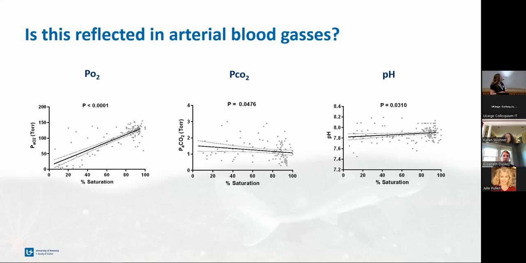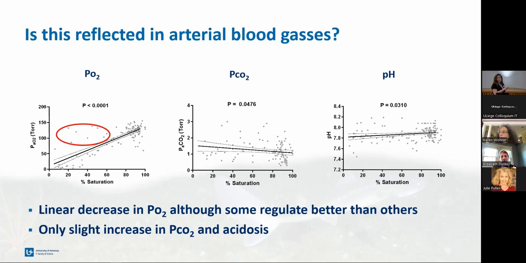There's not so much change in PCO2 levels, maybe a slight increase here, probably because they stop ventilating. And the arterial blood pH has a slight but significant drop here, possibly due to carbon dioxide accumulation, but as we will see, also due to lactate accumulation. But again, you can see that some sharks perform a lot better than others and can keep their oxygen levels up to quite low water oxygen content.